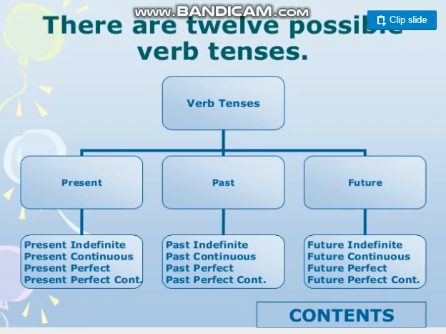So we have 12 types of tenses, which are present indefinite, present continuous, present perfect and present perfect continuous. Then we have past indefinite, past continuous, past perfect and past perfect continuous. Then we have future indefinite, future continuous, future perfect and future perfect continuous.